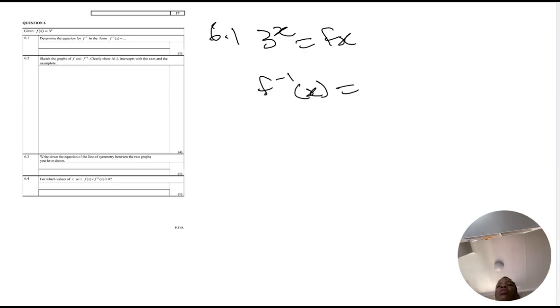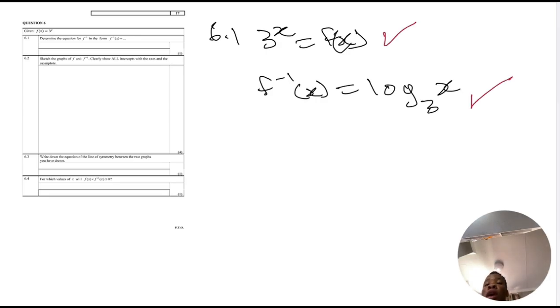Let me just check my notes there. So when you are making the inverse of 3 to the power of x, you will have log base 3 of x. So there is our inverse. This is our original function. Then this one is our inverse. Question 2: sketch the graph of f and the inverse, clearly showing the intercepts on the x-axis and the y-axis.